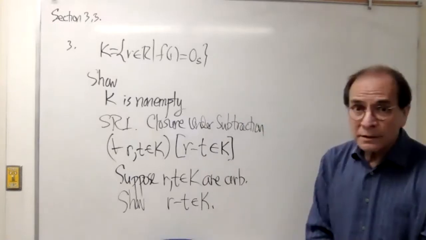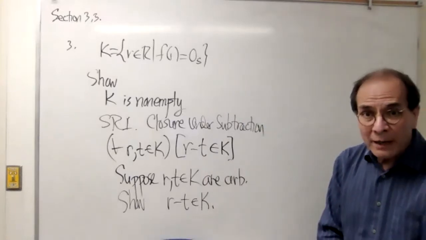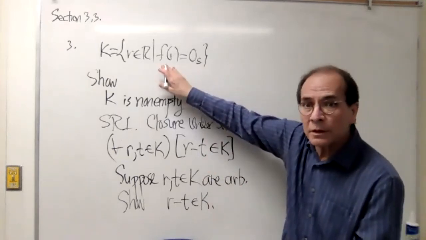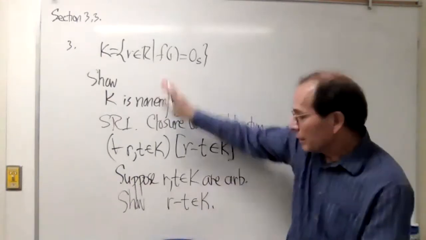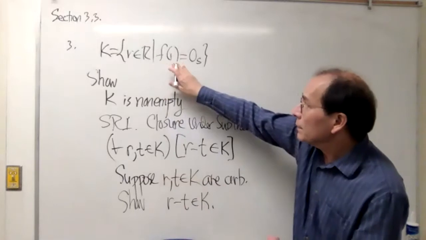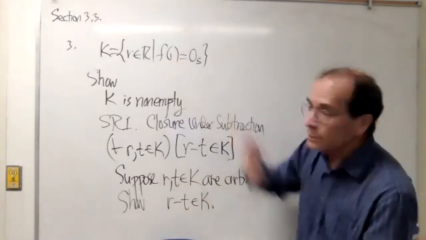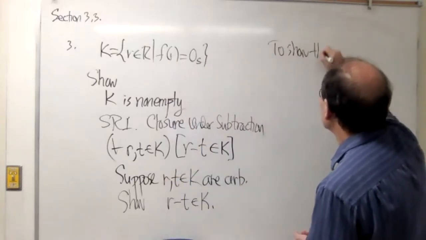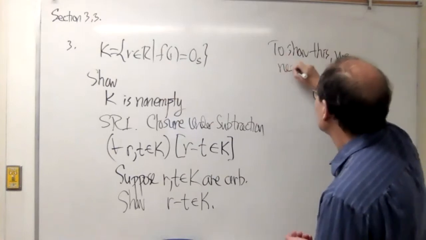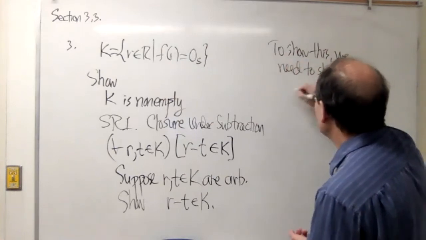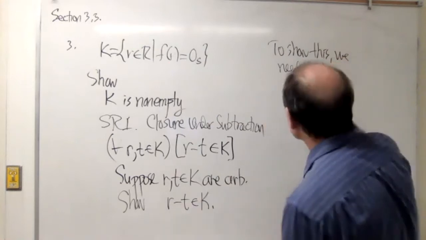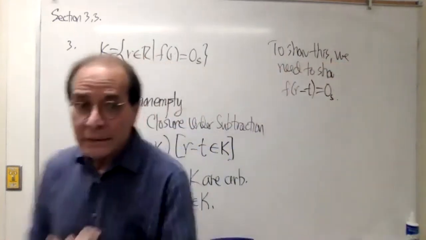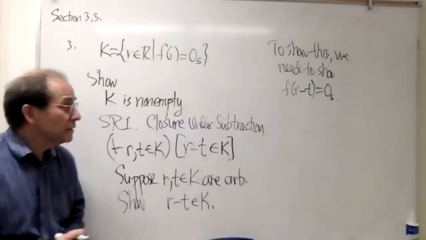Now, the way the set is defined, in order for an element to belong to K, it has to satisfy this condition here. Okay, so this is the condition which defines the set. So in order to show this, you have to show that f of R minus T, in this case, is equal to 0. Okay, that's the condition that tells you an element belongs to this set K.